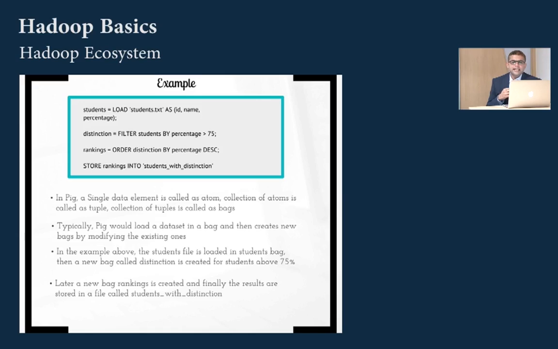In Pig, a single data element is called an atom. A collection of atoms is called a tuple, which is as good as a row in a table. And a collection of tuples is called a bag, which is as good as a table in the relational world. So typically Pig would load a data set in a bag, then create a new bag by modifying the existing one. In the example above, the student file is loaded in the students bag, and a new bag called distinction is created with percentage above 75, and so on and so forth. So with Pig, if your data is majorly text oriented, there is no good reason to write MapReduce. You can do all of it in Pig.